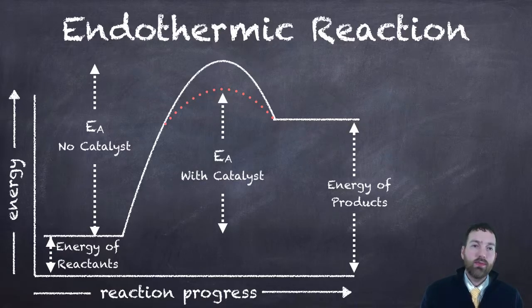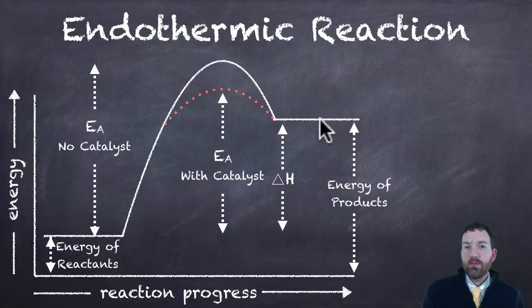So the difference between the energy of the reactants where we're starting and the top of this new hill is our activation energy with the catalyst. And of course, we can still label delta H here. That's the difference between the potential energy of our products and the potential energy of our reactants here. It's always going to be kind of floating in the middle.